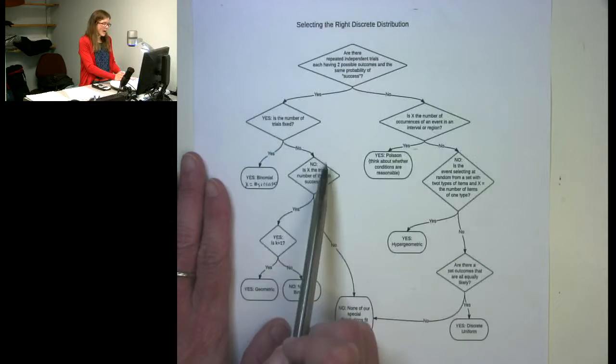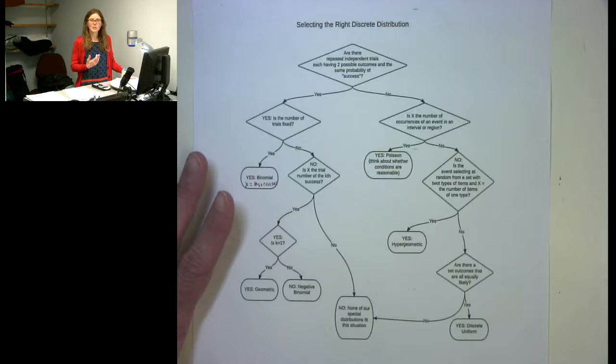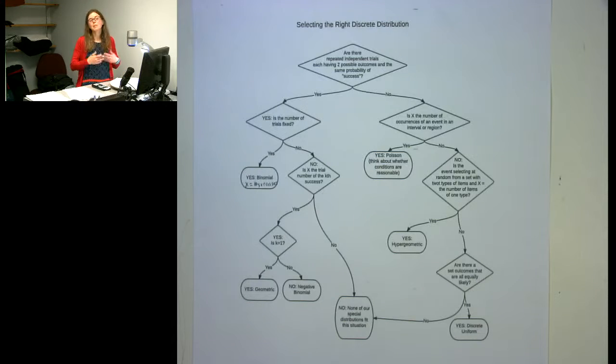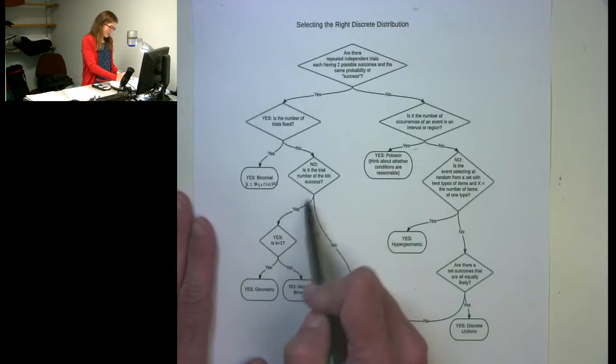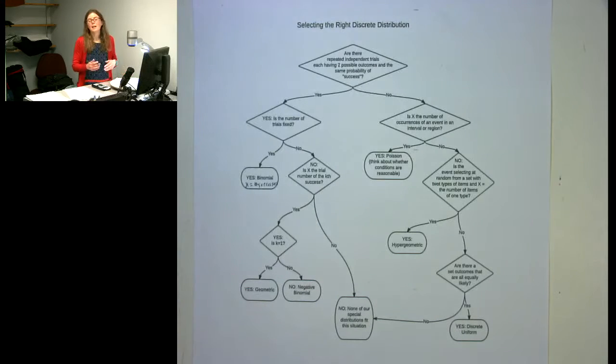If the number of trials is not fixed, then usually what I'll be interested in is how many trials are required in order for something to happen, right? And generally it's how many trials are required to have a particular number of successes. If the number of successes I'm interested in is 1, right? So I just want to know how many times I have to do this until the first time that I have a success. Then k would be equal to 1, and I'd have a geometric distribution.